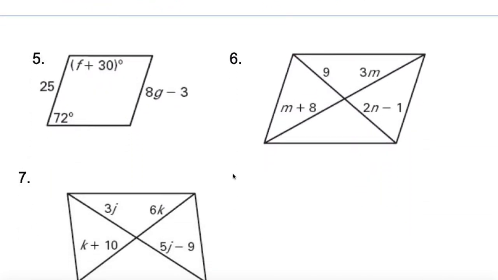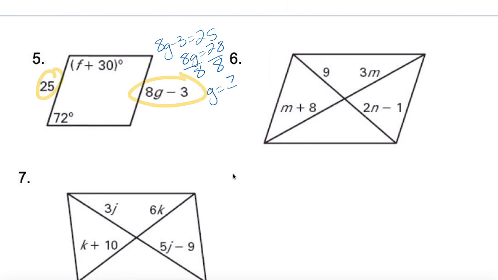On number 5, kind of the same thing going on here. We've got some sides labeled. Opposite sides are equal, so 8g minus 3 equals 25. We can solve this by starting by adding the 3 here. So 8g is 28 and dividing by 8. And if it doesn't divide nicely, remember to leave your answer in fraction form. It's going to be 7/2 when you reduce that. So that is g.